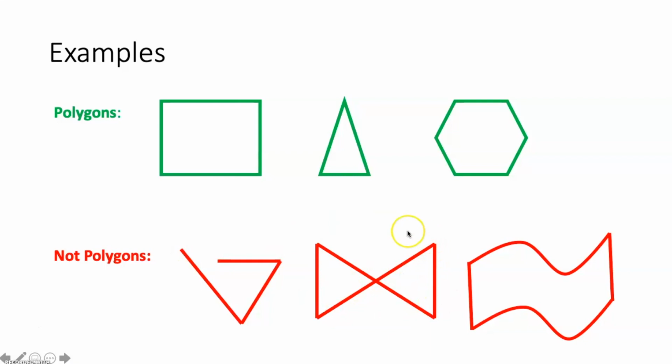This figure as a whole would not be considered a polygon because two of the sides do not just intersect at the endpoints. They intersect right in the middle of the side. But technically you could consider this by itself and this by itself a polygon.